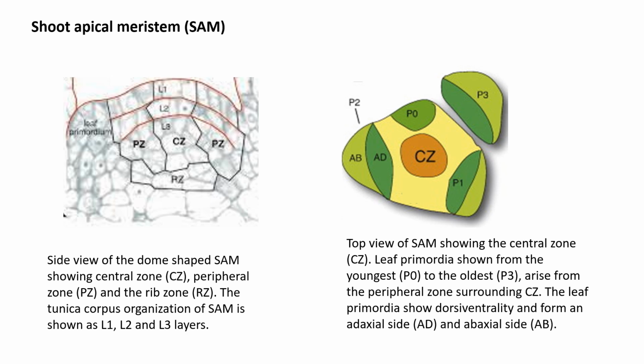Now, each of these leaf primordia shows an adaxial-abaxial dorsiventrality, and that can be seen clearly in terms of differences in the type of cells present in these regions.